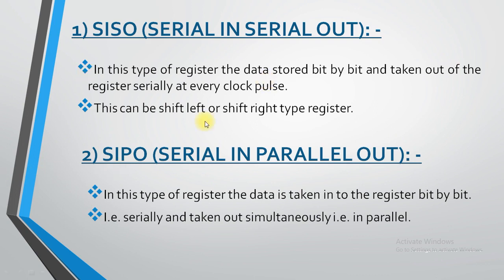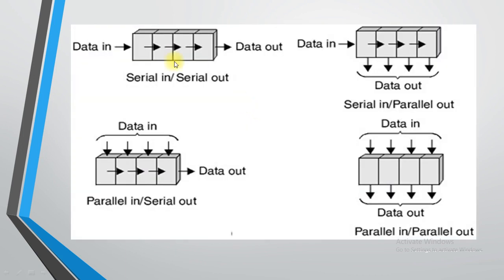Now the data can be shifted from left or right. That means, see, in this case data will be shifted from left to right. But if you make a reverse arrow, that means in this way you have marked the arrow, at that time that data is known as right to left transfer.